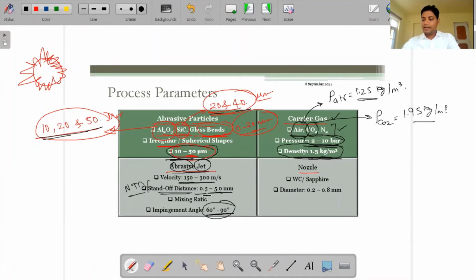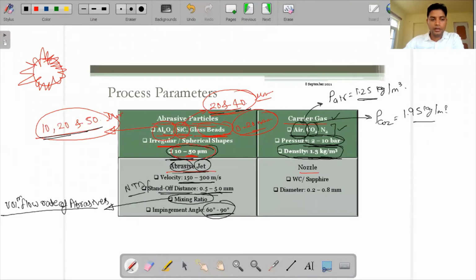Okay, next is the mixing ratio. The mixing ratio is a very important criterion for abrasive jet machining. It is basically a ratio, and it defines the volume flow rate of abrasives or abrasive particles upon the volume flow rate of gas or air.